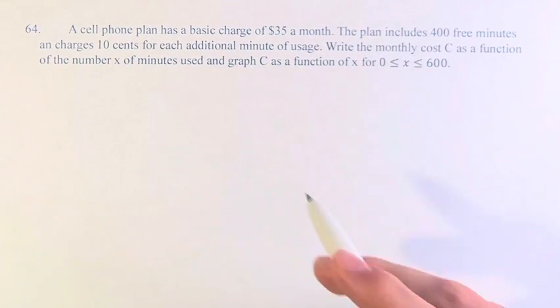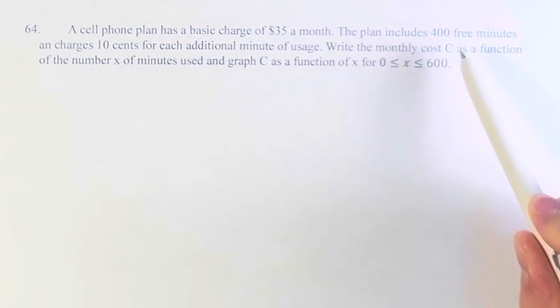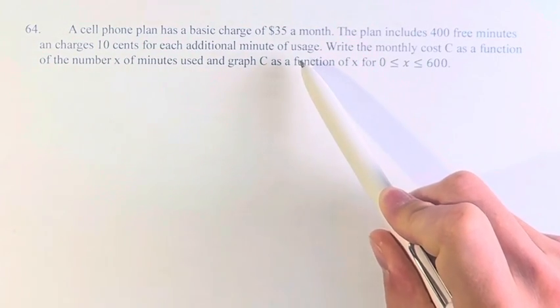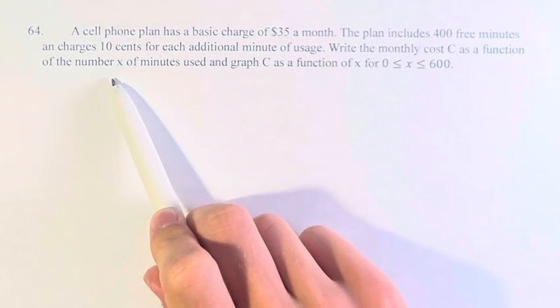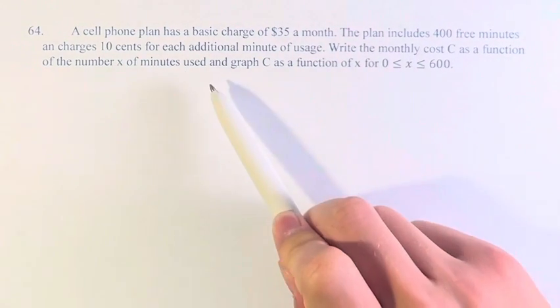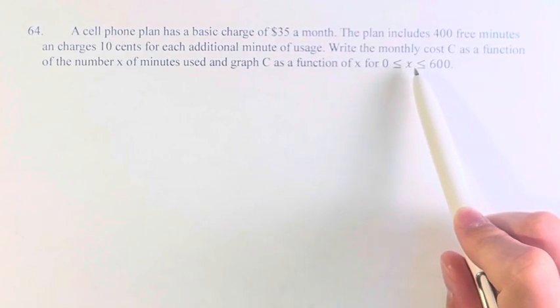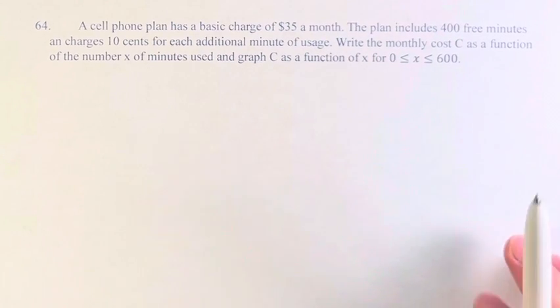In this problem, we're told a cell phone plan has a basic charge of $35 a month. The plan includes 400 free minutes and charges 10 cents for each additional minute of usage. And we're asked to write the monthly cost C as a function of the number x of minutes used, and graph C as a function of x for 0 ≤ x ≤ 600. So to come up with this function, I'm going to write it in words, and then we're going to convert that into variables and numbers and so on.